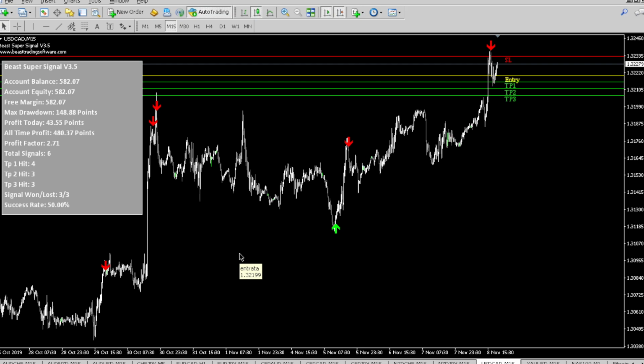It really does depend on the market and what is happening. But in general, if you look overall, even with a 50% success rate, we still have a profit. So that is pretty good.